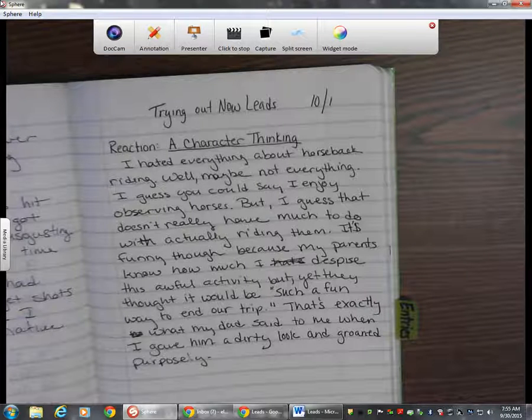It's funny though, because my parents know how much I despise this awful activity, but yet they thought it would be such a fun way to end our trip. That's exactly what my dad said to me when I gave him a dirty look and groaned purposely. Okay, so that's the first one that I tried.